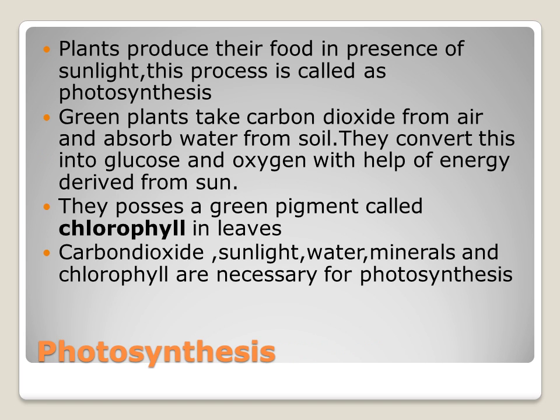Now, what is photosynthesis? Plants produce their food in the presence of sunlight. This process is called photosynthesis. Green plants take carbon dioxide from air and absorb water from soil. They convert this into glucose and oxygen with the help of energy derived from the sun. They contain a green pigment called chlorophyll, which is present in leaves. Carbon dioxide, sunlight, water, minerals and chlorophyll are necessary for photosynthesis.